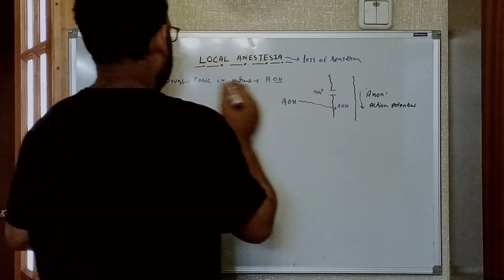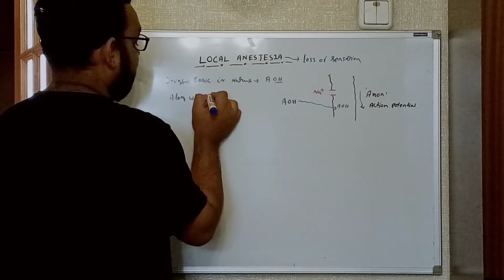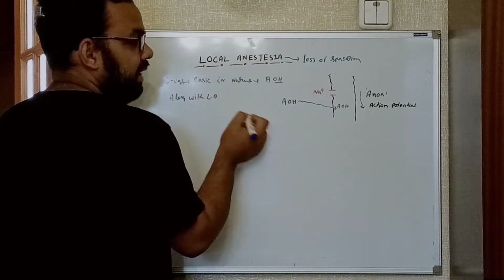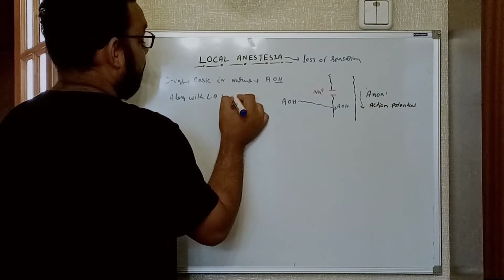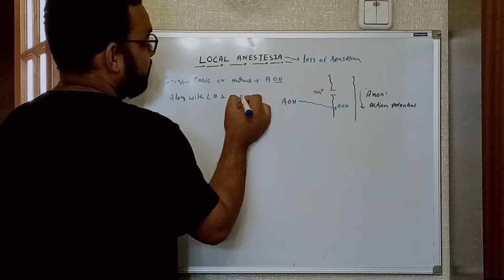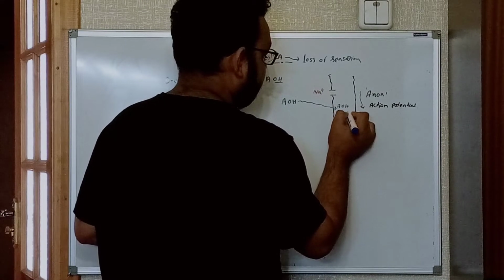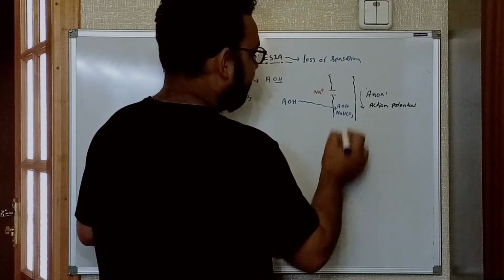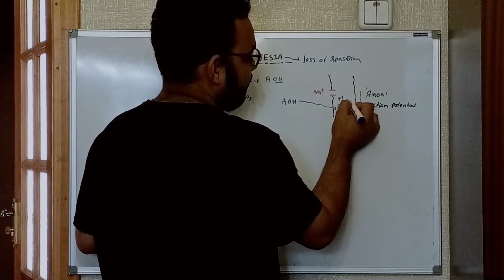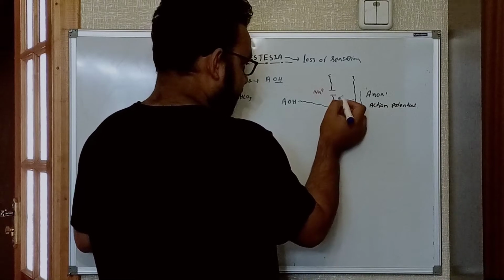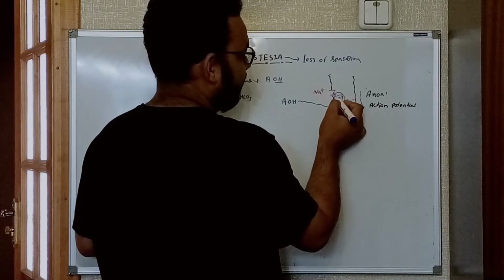That's why along with the local anesthetic drugs, we should add some bicarbonate, for example sodium bicarbonate. Whenever I add the sodium bicarbonate, it will dissociate into a cation and a negative ion. There is a chance for this cation to go over here and block the channel.